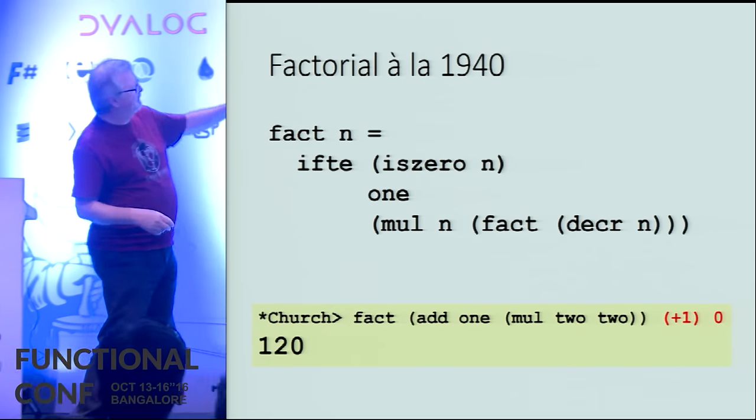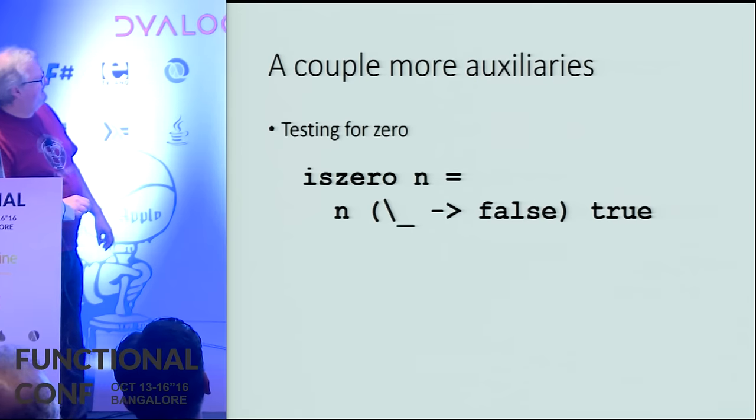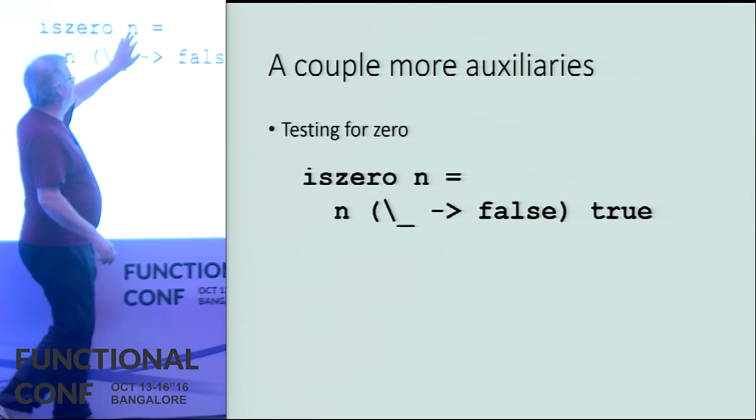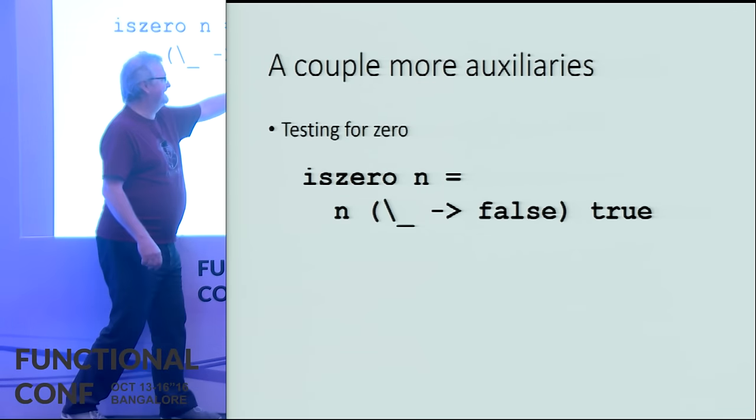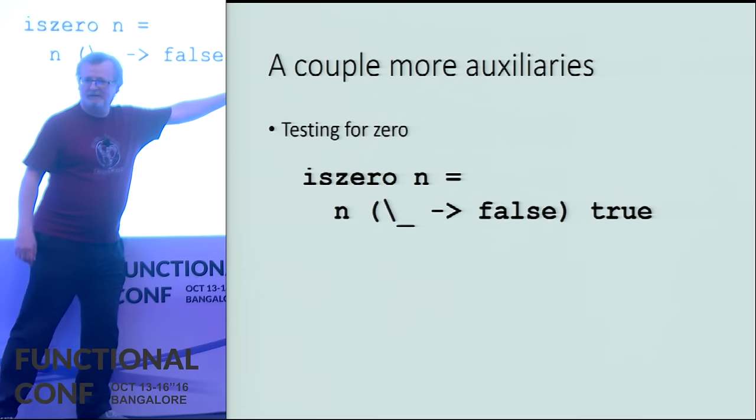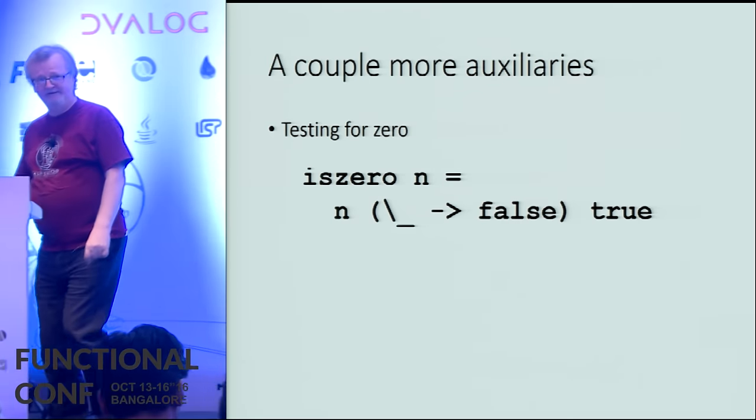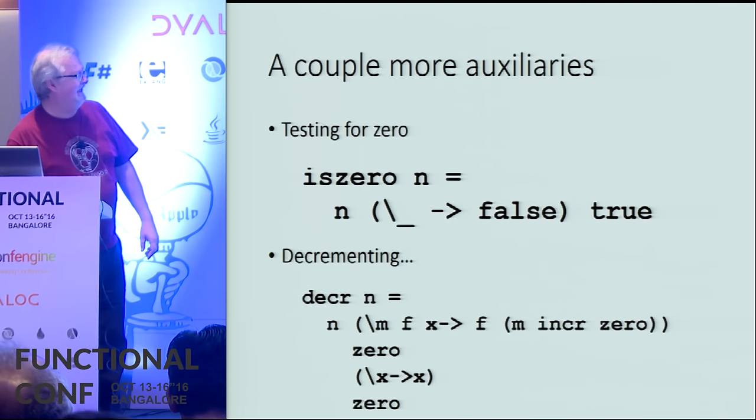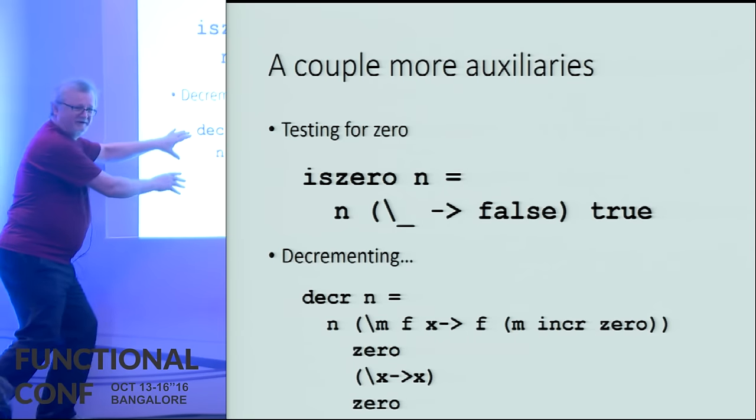There's a couple of auxiliary functions that I haven't shown you there. Is 0 is one of them. That's really easy. How do I tell if one of these functions represents 0? I iterate a loop body that returns false n times starting from true. So if n is 0, I'll get true. If it's anything else, I'll get false. And the other one I didn't show you was decrementing. And the less said about that, the better. But you can do it. It works, I promise you.